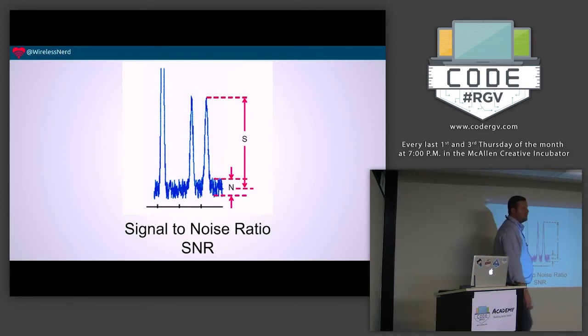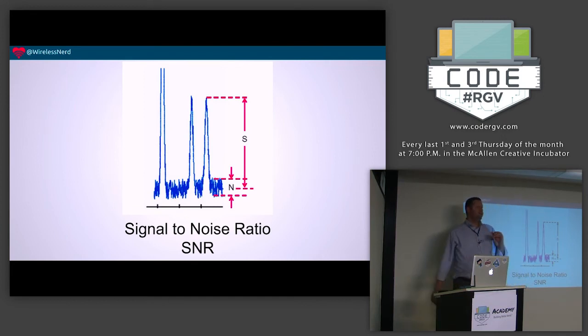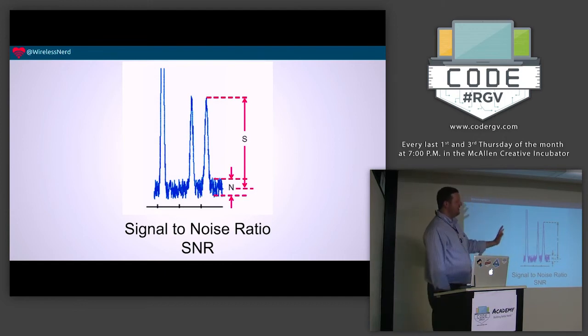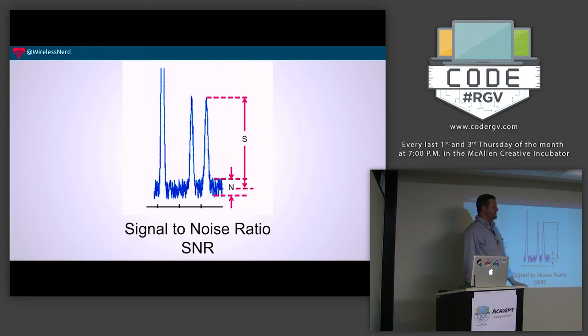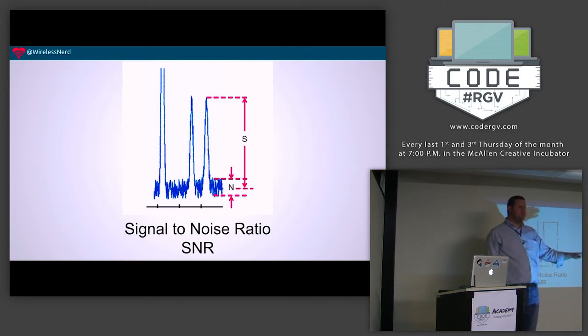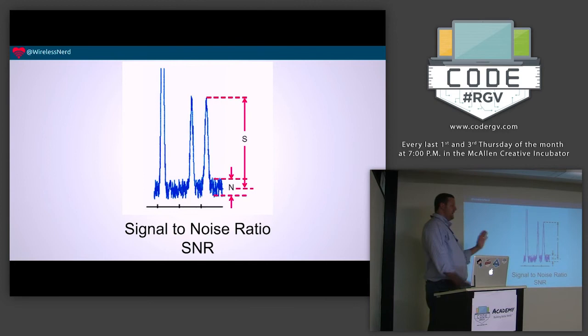Let's talk about SNR, because when I talk about being able to hear you versus being able to communicate with you, how many times have you heard that from your wife? You're hearing me, but we're not communicating. Anyway, that's where this comes in. Signal to noise ratio is super easy to understand.